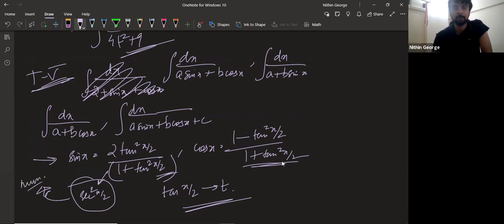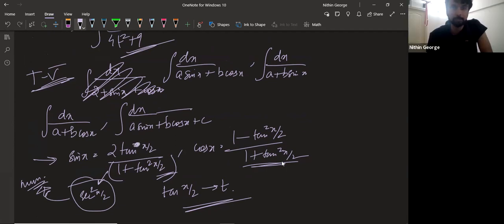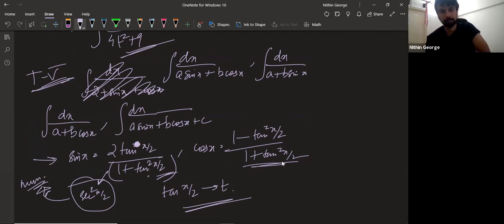Yeah, tell me. Sir, in sin x equal to 2 tan square x by 2, is it only 2 tan x by 2? Yes, sorry. It's not 2 tan square x by 2. It's just 2 tan x by 2. I wrote it wrongly here. What you said is absolutely right. Thank you.